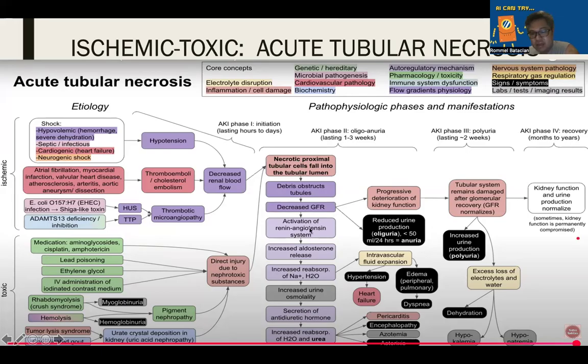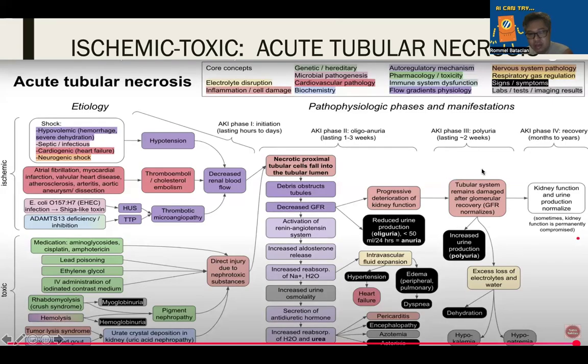RAAS can also be activated by a decline in the GFR, leading to aldosterone release, reabsorption of sodium and water, increasing the urine osmolality. If it's not addressed, there is a progressive deterioration of the kidney function, which leads to reduced urine production. Increased reabsorption of sodium and water causes intravascular fluid expansion as manifested by edema and hypertension.